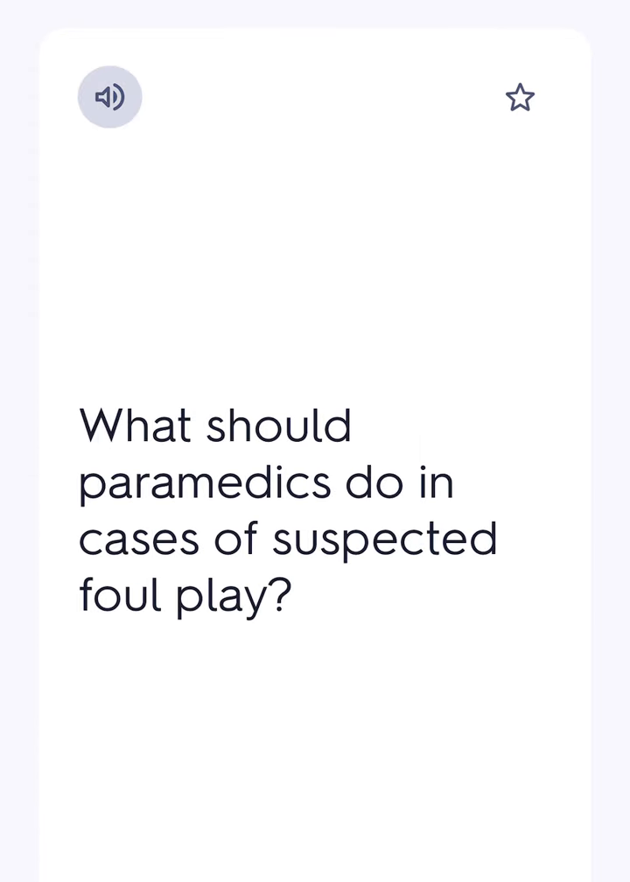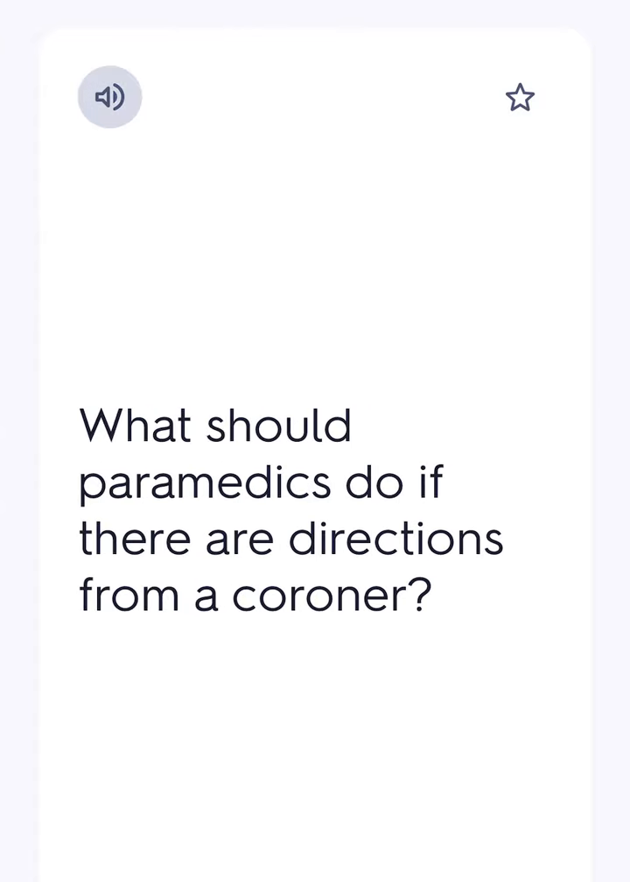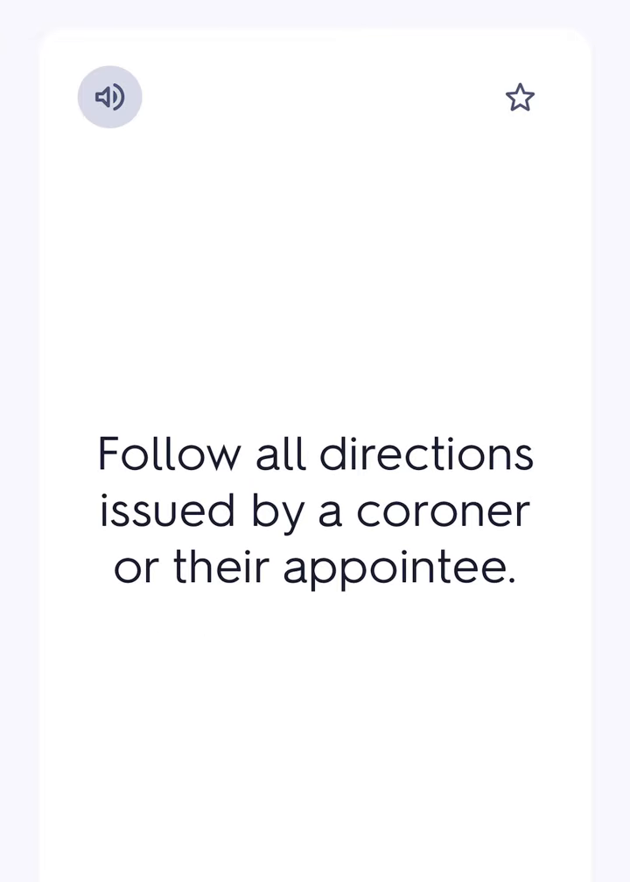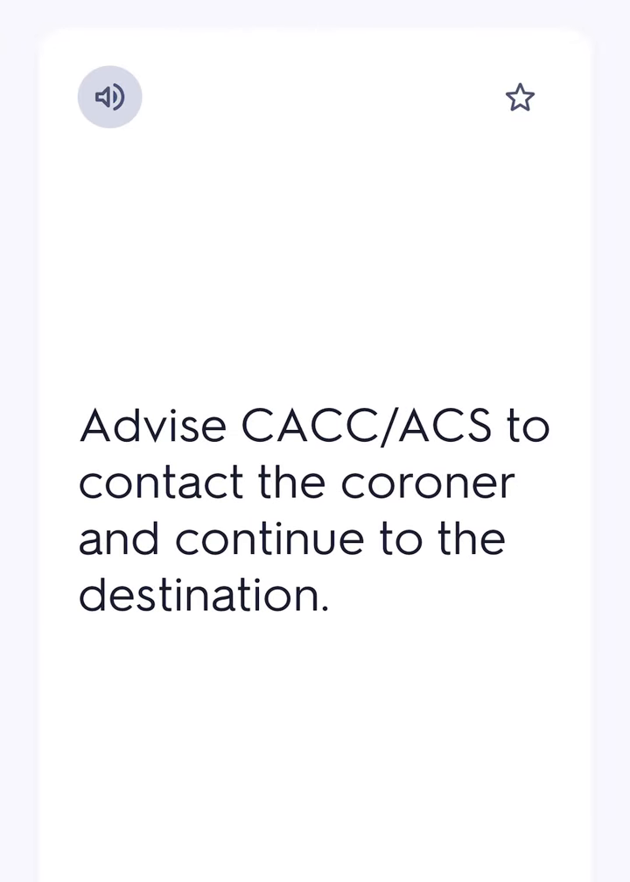What should paramedics do in cases of suspected foul play? Follow directions in the police notification standard. What should paramedics do if there are directions from a coroner? Follow all directions issued by a coroner or their appointee. What should paramedics do if termination of resuscitation occurs in the ambulance? Advise CCC/ACS to contact the coroner and continue to the destination.